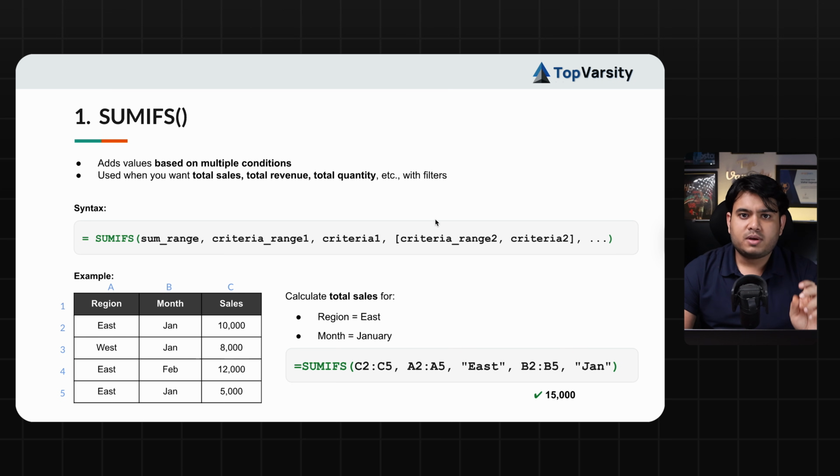Now we'll solve two problems on the basis of this formula. Remember this formula, it's very easy and clear. SUMIFS, and in brackets you mention the sum range, then criteria range 1, criteria 1, then criteria range 2, criteria 2, then criteria range 3, and so on. Like that you can mention multiple criteria.